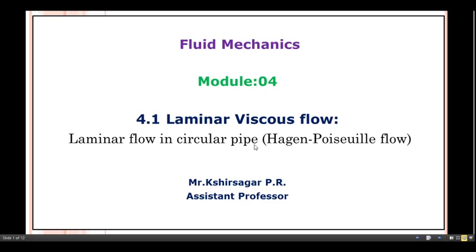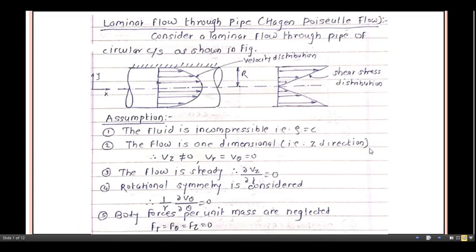In today's session, we learn about the next case, that is, the application of the Navier-Stokes equation for laminar flow in a circular pipe, that is Hagen-Poiseuille flow. So let us start that derivation. Laminar flow through pipe, that is Hagen-Poiseuille flow. For that, consider a laminar flow through a pipe of circular cross section as shown in this figure.